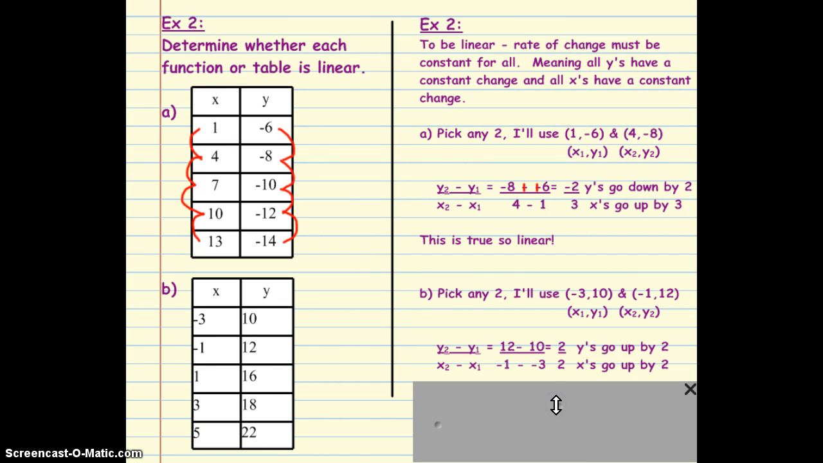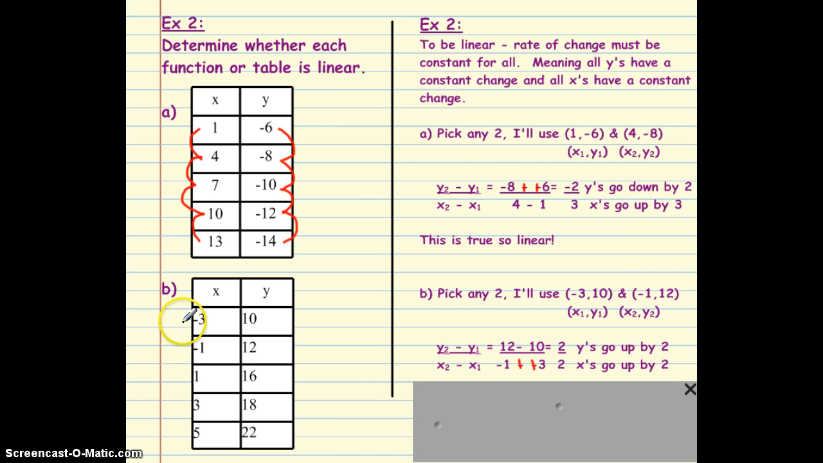Alright, so you should have set it up with your change in y's being 12 minus 10, and our change in x's being negative 1 minus negative 3. Don't forget about those negatives. So, 12 minus 10 is obviously 2. Negative 1 minus negative 3, remember, subtracting a negative is adding a positive. So negative 1 plus 3 gives us 2. So our rate of change is going to be 2 over 2. So our y's need to go up by 2, and our x's need to go up by 2.